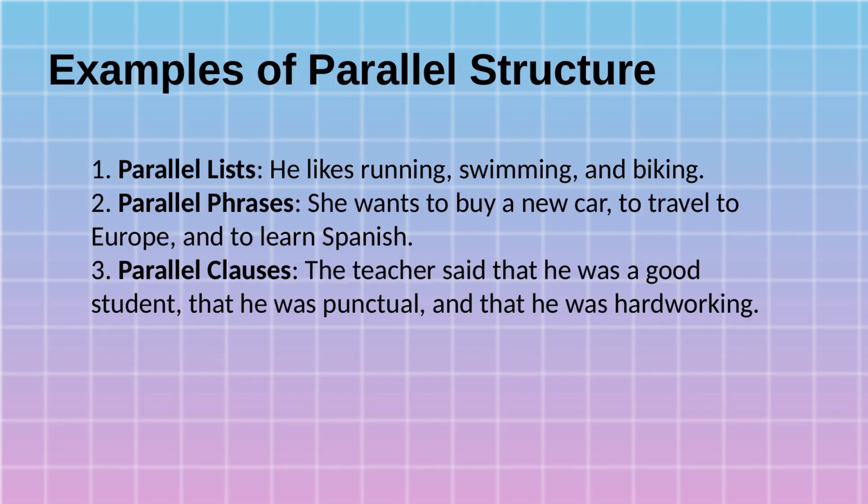Let's look at some examples of parallel structure in different contexts. 1. Parallel lists. He likes running, swimming, and biking. This sentence uses parallel structure in a list of activities. 2. Parallel phrases. She wants to buy a new car, to travel to Europe, and to learn Spanish. Here, parallel structure is used in a list of infinitive phrases. 3. Parallel clauses. The teacher said that he was a good student, that he was punctual, and that he was hardworking. This sentence uses parallel structure in a list of clauses. These examples show how parallel structure can be applied in various ways to enhance your writing.